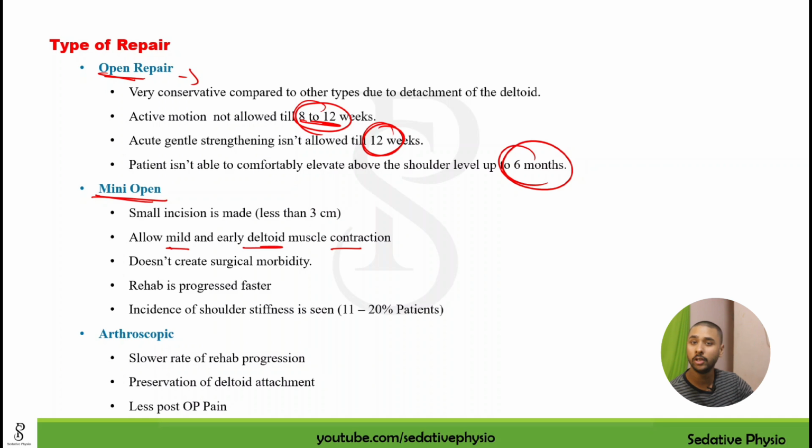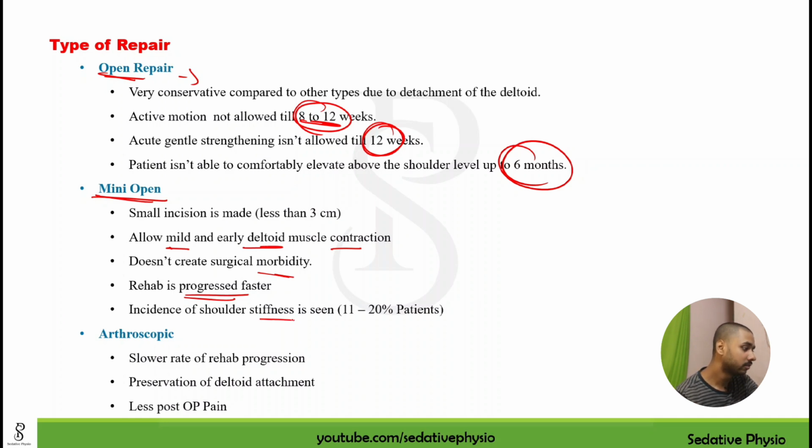But in the case of mini open repair, early deltoid contraction can be initiated by us during the rehabilitation. Okay, it doesn't create surgical morbidity, and in the case of open repair, it creates surgical morbidity. Rehab is progressed faster because the incision is very small and wound healing is faster, and hence we can start the rehabilitation earlier and it will progress faster.